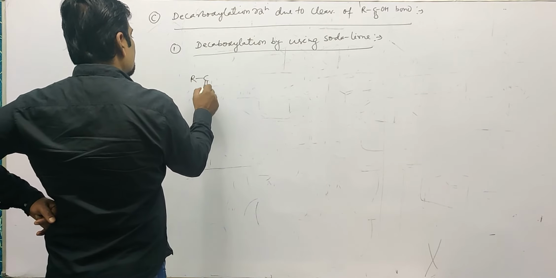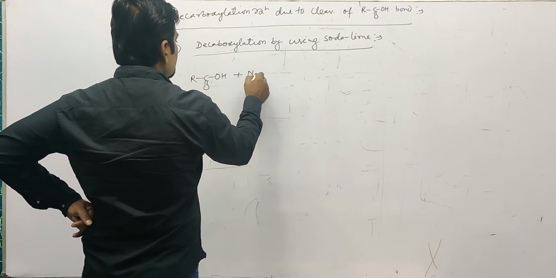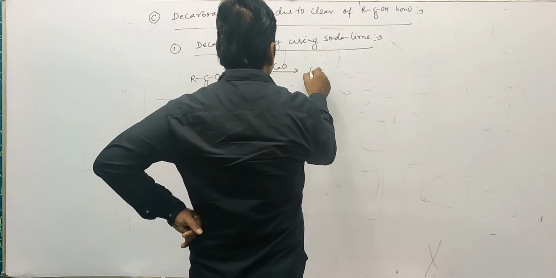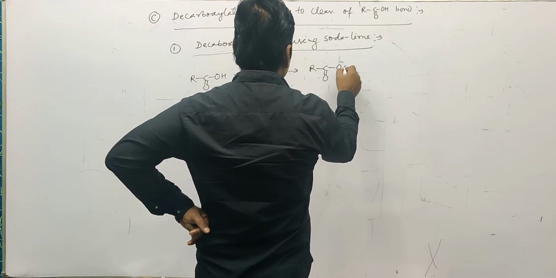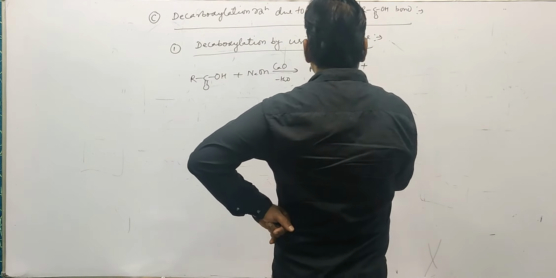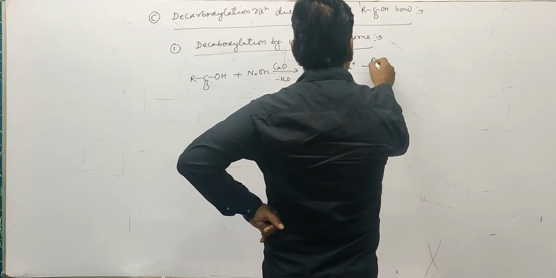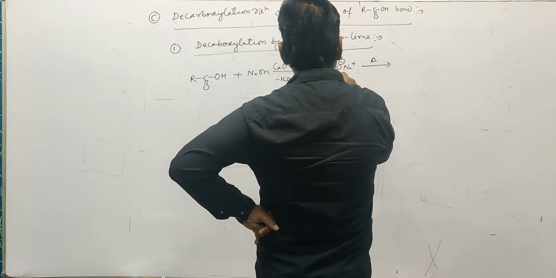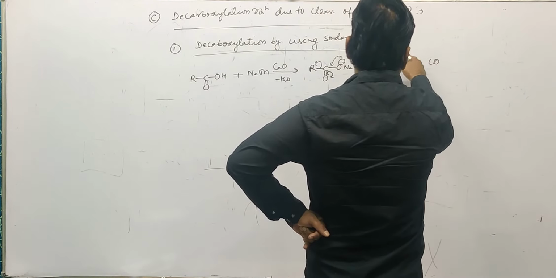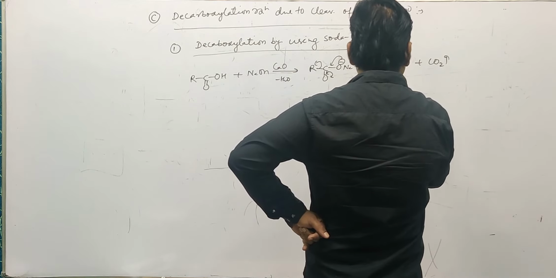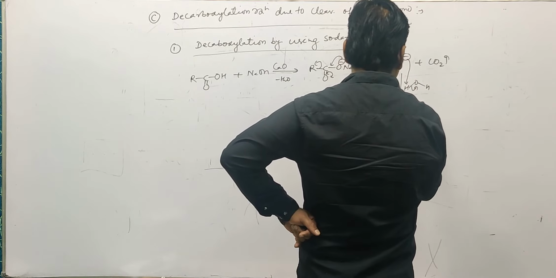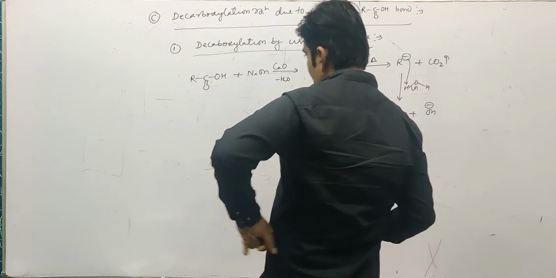Simply, if it is a carboxylic acid, we use soda lime, which is a mixture of NaOH and CaO. This will become RCOO- Na+. Upon heating, this bond is transferred, and R- will go out. So there is elimination of carbon dioxide. R- approaches water, taking this H+, and becomes RH plus OH-.